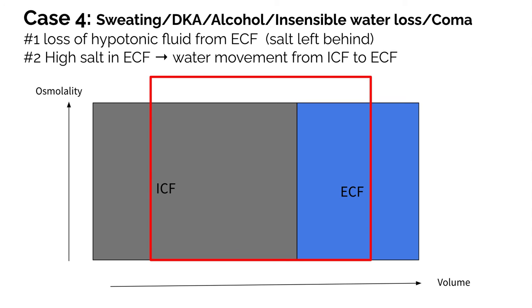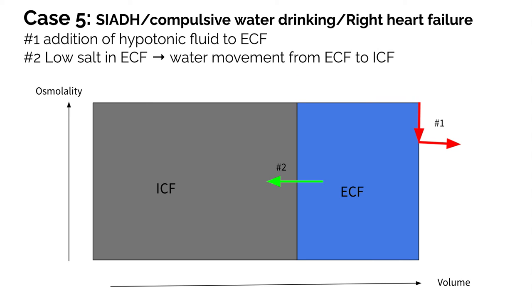Okay? Case 5. This is the absolute opposite of case 4. So here what's going on is you are not peeing enough. You are not making enough pee. You're holding on to all the water that you're drinking, okay? So that's SIADH, or syndrome of inappropriate ADH secretion, where you have too much ADH and it's just constantly reabsorbing the water back into the body.